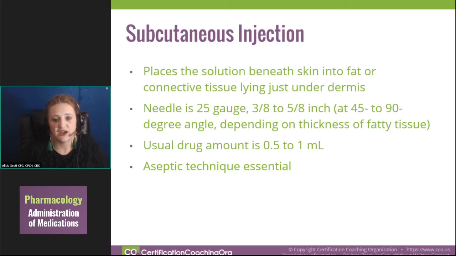It's a 3/8 or 5/8 inch, and you do this at a 45 or 90 degree angle, depending on the thickness or fatty tissue, right? Meaning how much fat does a person have on their body. Some of my children have no fat on them. They're all skin and bones, versus me, who has a little more cushion. The drug amount, usually when you're administering something subcutaneously, is 0.5 or 1 ml.